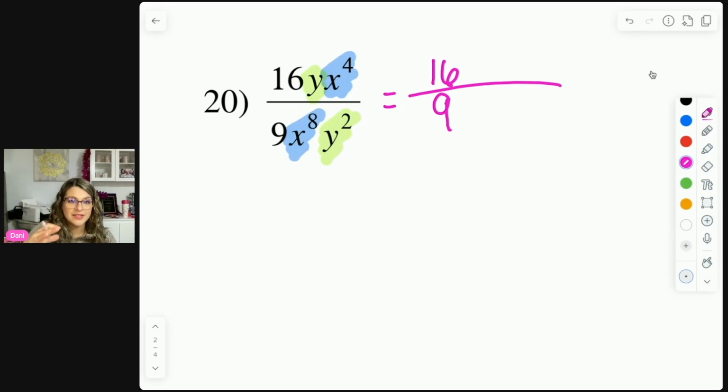So let's start with the x's. We have x to the 4th on top, x to the 8th on the bottom. There's more on the bottom than there are on the top. And 8 minus 4 is 4. So we're going to keep x to the 4th on the bottom, so we keep it positive. And then on top, we have y to the 1st. On the bottom, y squared. There's more variables of y on the bottom. So y, or you can write it as y to the 1st, will be on the bottom. So 16 over 9x to the 4th, y to the 1st.